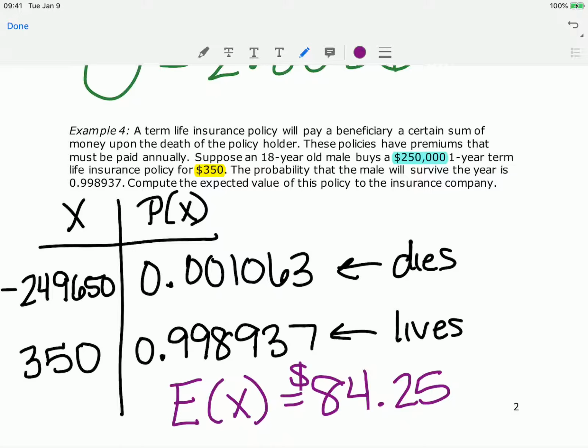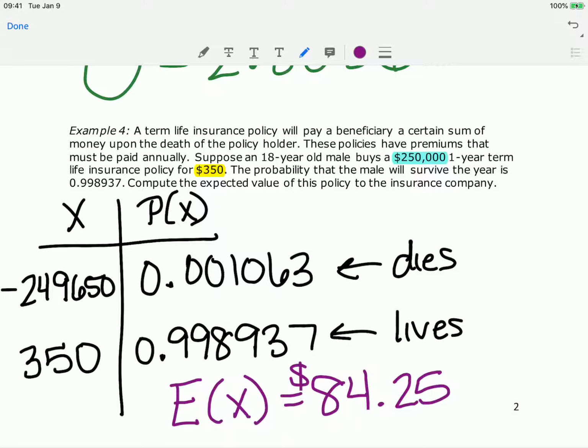But if they were to look at all of their 18-year-old males who have a one-year term life insurance policy, they can expect to make $84.25 at the end of the year for all of the males that have this policy. So this $84.25 is not on an individual basis, it's an average for all of the 18-year-old males that have this type of life insurance policy.